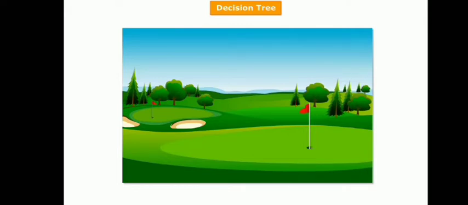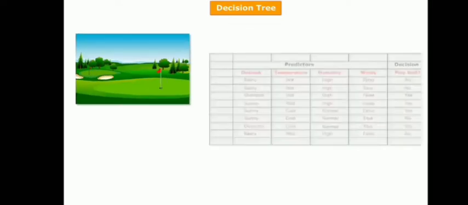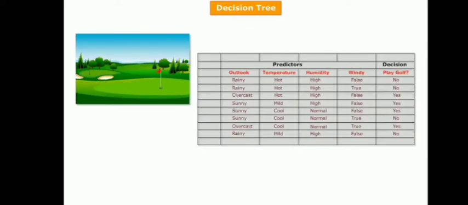Suppose you are given data related to playing golf on various conditions. From the given data, take the outcomes as n, n, y, y, y, n, y, n, where y means yes and n means no. Probability of y, py, is equal to 0.5. Probability of n, pn, is equal to 0.5.